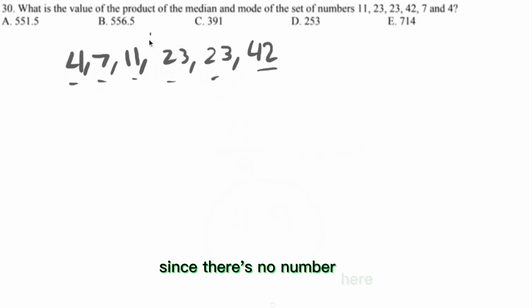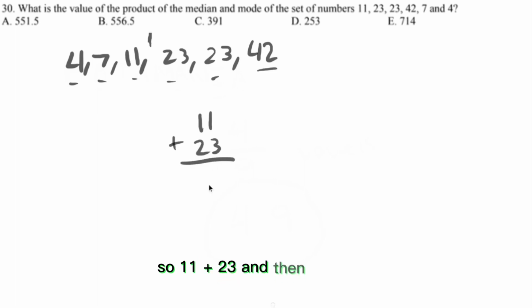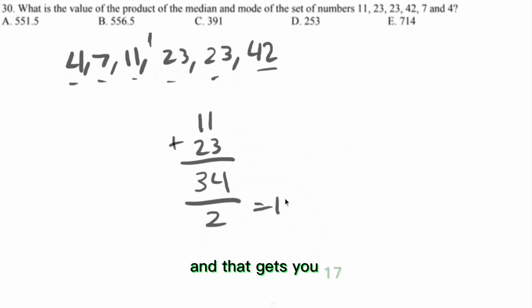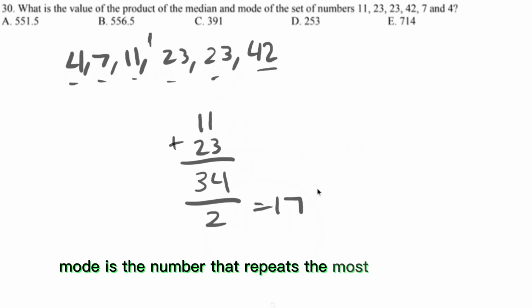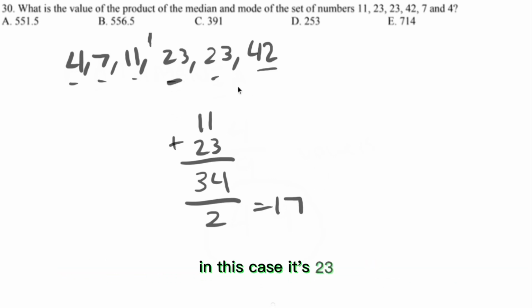Since there's no number here, we have to use the formula of the mean. That is adding the two numbers, so 11 plus 23, which is 34. Now you just have to divide this by 2, and that gets you 17. So that's your answer for your median. Now we need to know our mode. Mode is the number that repeats the most times in a set. In this case, it's 23.